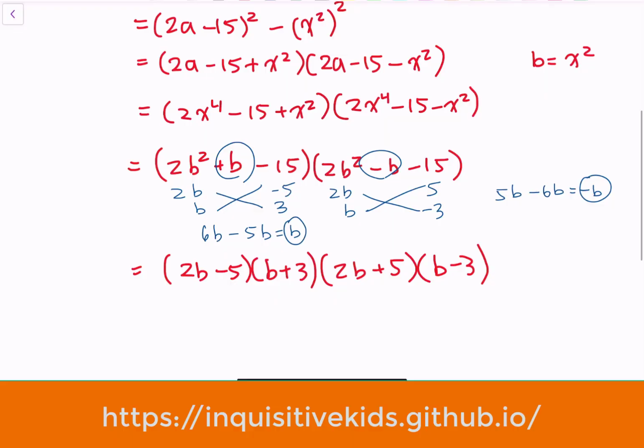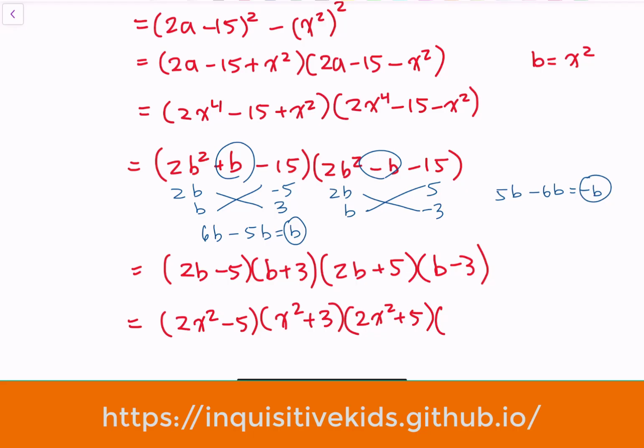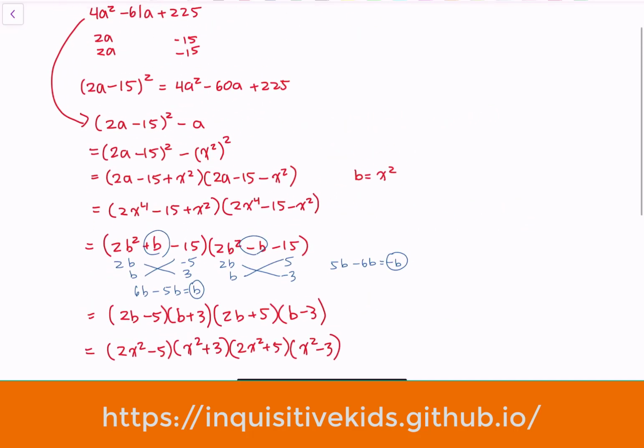And now we can substitute x squared for b. 2x squared minus 5 times x squared plus 3. And then 2x squared plus 5 times x squared minus 3. And now we have fully factored out our original polynomial.